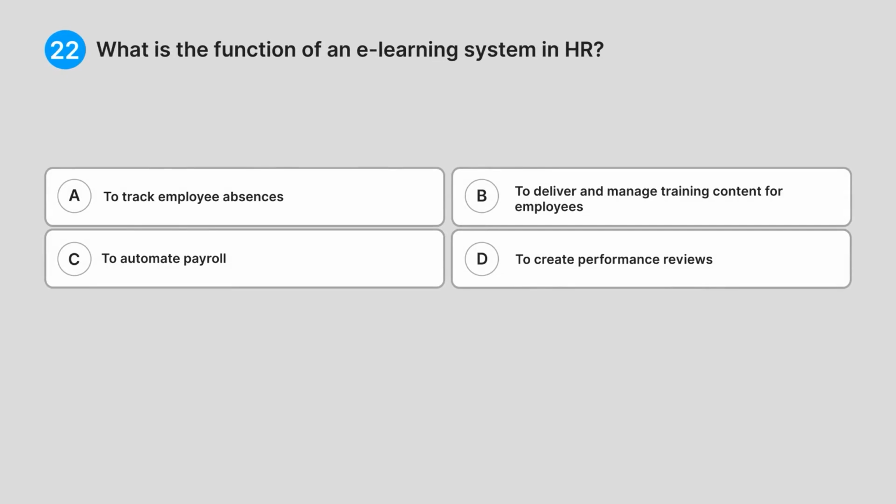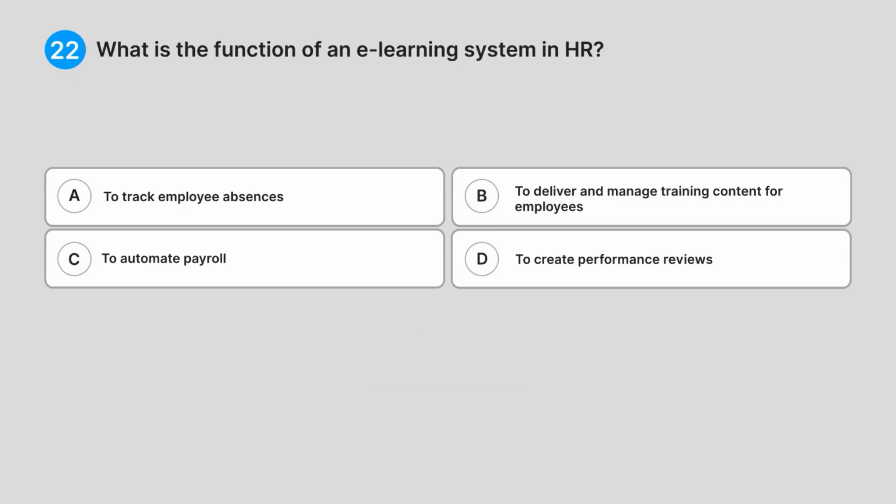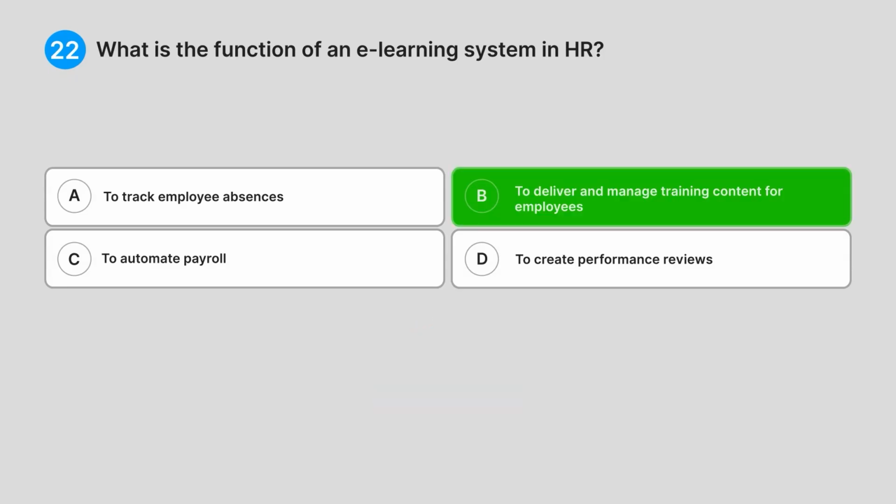22. What is the function of an e-learning system in HR? A. To track employee absences. B. To deliver and manage training content for employees. C. To automate payroll. D. To create performance reviews. What do you think is the answer? Correct answer, B. To deliver and manage training content for employees.